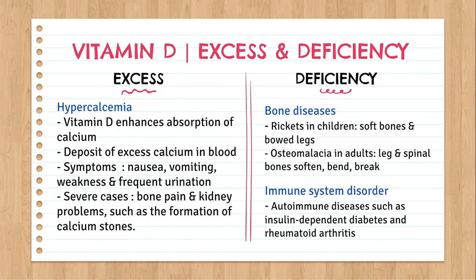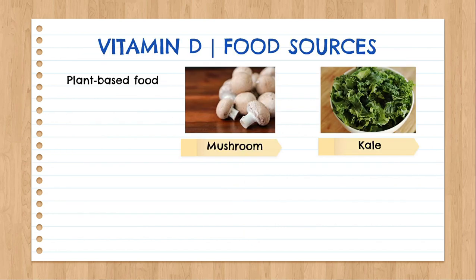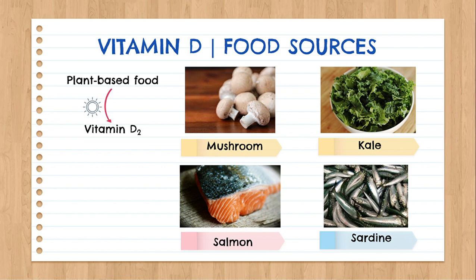Vitamin D2 normally comes from plant-based foods such as mushroom and kale, as plants produce vitamin D2 when exposed to sunlight. In contrast, the dietary sources of vitamin D3 can only be found in animal products such as salmon and sardine. Human bodies convert cholesterol to form vitamin D3 when sunlight hits our skin.